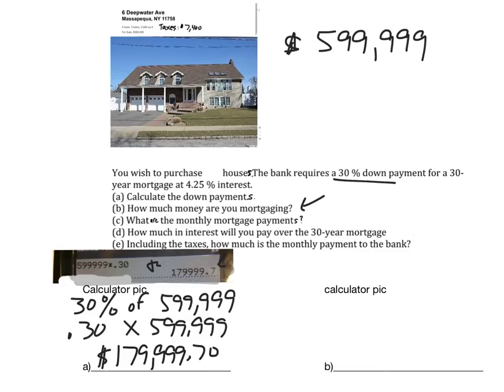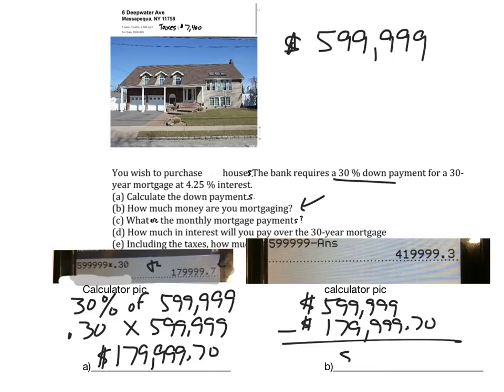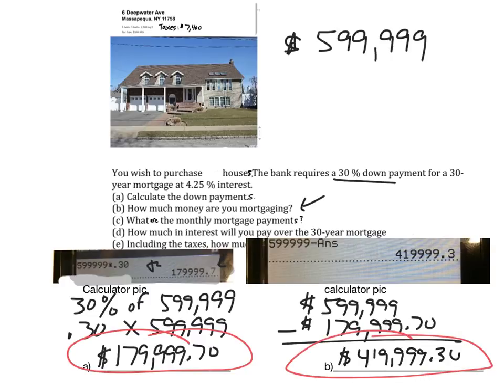How much money are you mortgaging? Well, you're going to take the $599,999, and you always subtract your down payment, the $179,999.70. So here, how much money you're mortgaging for the Massapequa house is going to be $419,999.30. So that's how much money we're mortgaging, that's how much money we're borrowing, that's what M is going to be in our mortgage formula.